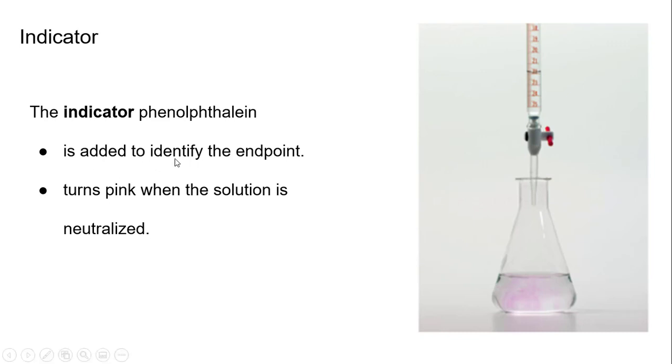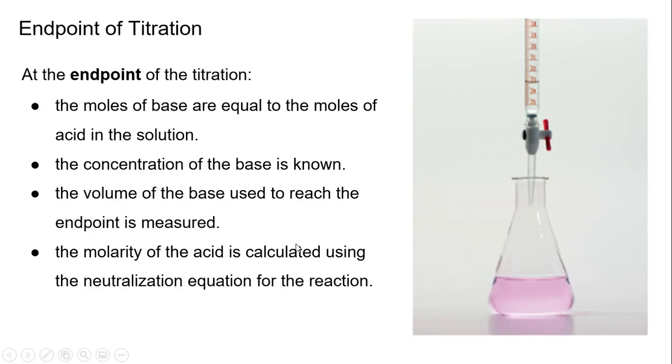So the indicator is added to identify the endpoint. We specifically pick an indicator that will match the pH that we need it to be neutral, to show neutralization. So we have an acid, we have a base, and we go through this until it's neutralized. When it's neutralized, we pick an indicator that will match the endpoint that will show when our moles of acid and moles of base are equal. If you go past that endpoint, then now it's no longer equal, but you'll still have to finish the titration.